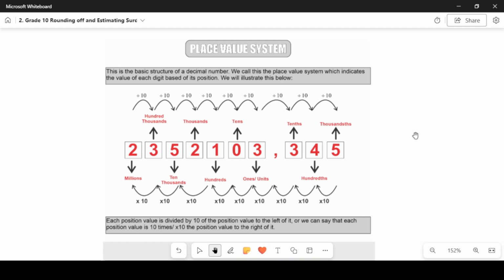Okay, so after discussing the real number systems at a grade 10 level, and if you've already watched the LCM and HCF video from grade 9 and the fractions video from grade 9, we can now move on to talking about rounding off and estimating surds, which is a grade 10 topic. Now we'll discuss this topic together because they link, right? They basically stem from the same idea, which is approximations and estimations.